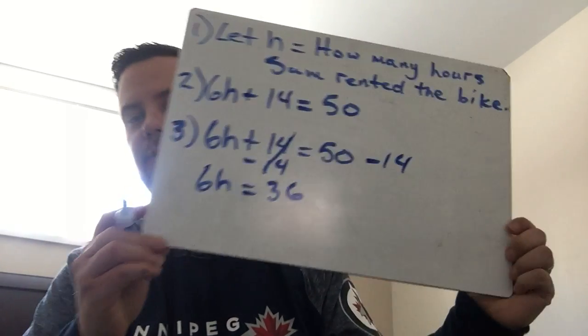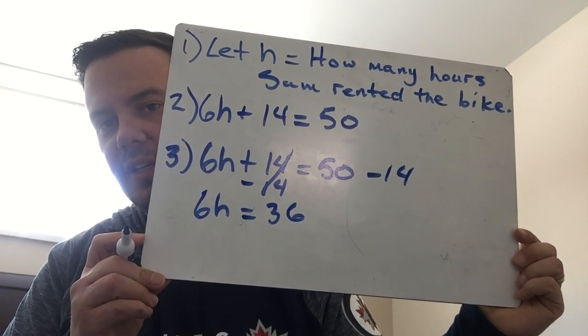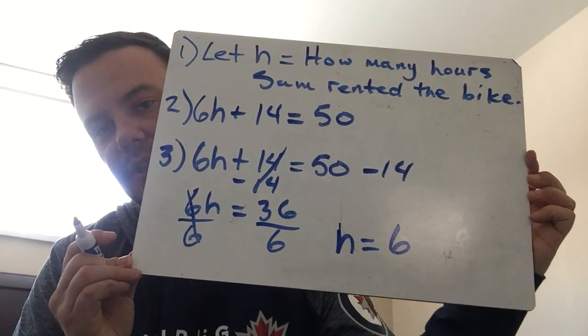50 minus 14 is 36. So our one-step equation looks like this: 6 times the number of hours he rented the bike equals 36. It's 6 times h, so we've got to divide to get rid of it. Divide by 6, do the same to the 36, and 6 goes into 36 6 times, which means Sam rented that bike for 6 hours.